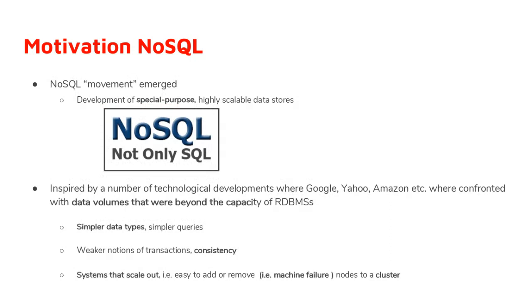So the NoSQL movement emerged. This is the development of special purpose, highly scalable data stores. Highly scalable meaning data is spread over different continents, over hundreds of machines in each continent. And they're special purpose, meaning they store a specific type of data, such as tweets, Facebook messages, or shopping carts at an online retail platform.